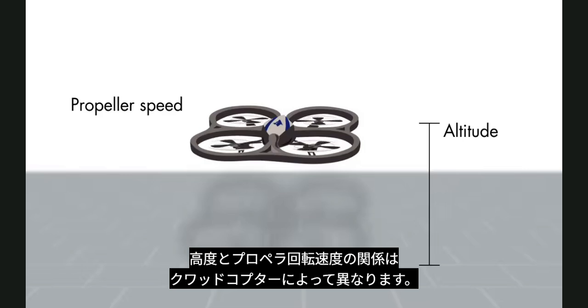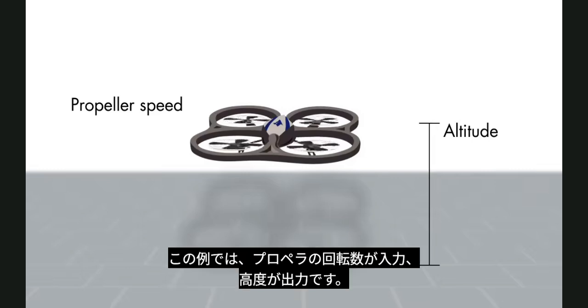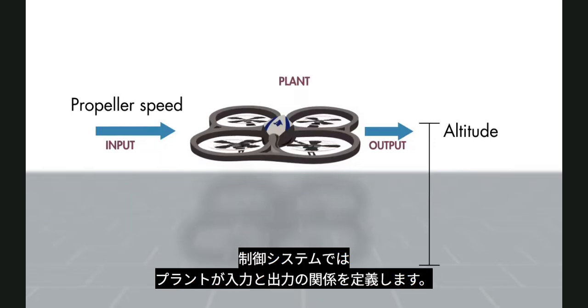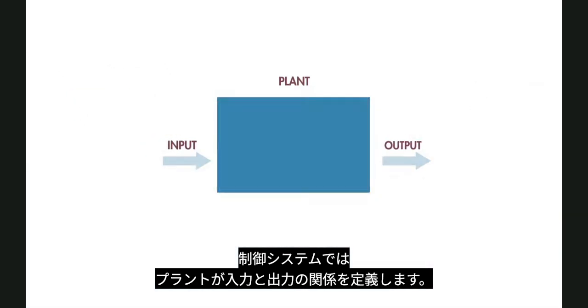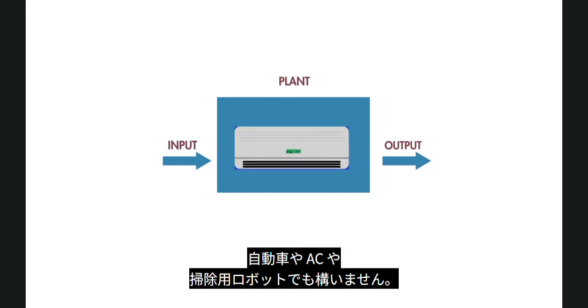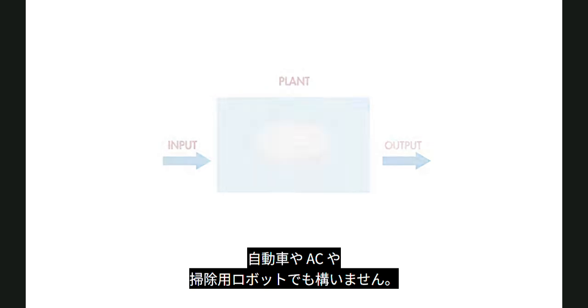How the altitude depends on the propeller spinning speed, well, that's up to the quadcopter. In this example, the propeller speed is the input, the altitude is the output, and the quadcopter is called the plant. In a control system, the plant defines the relationship between the input and the output. The plant could be almost anything. It could be your car, your AC, or your vacuum robot.